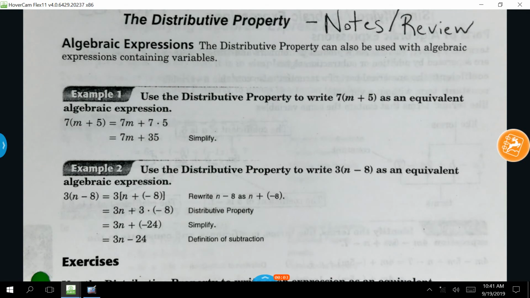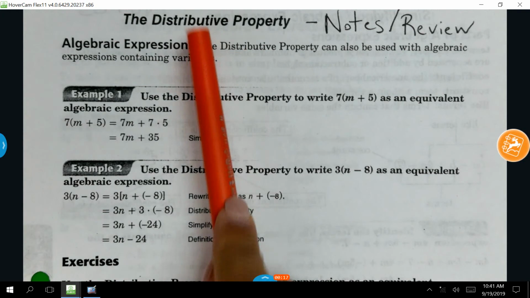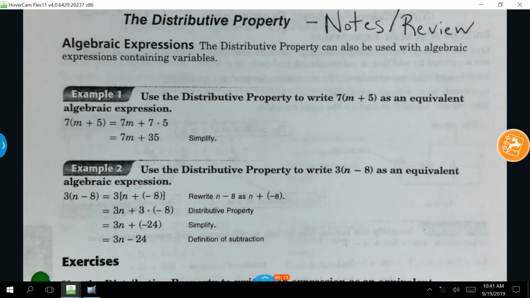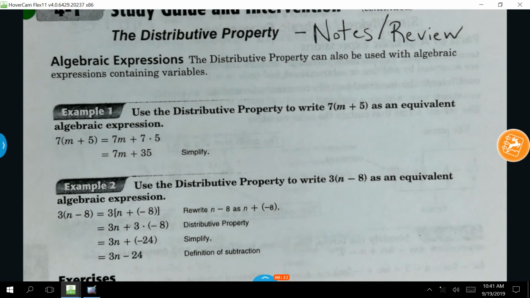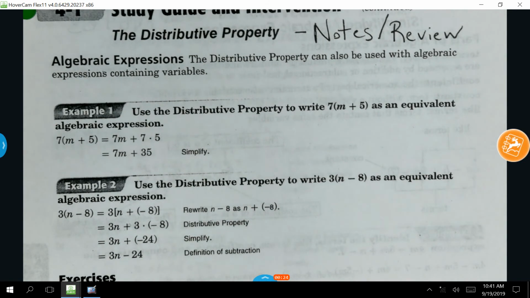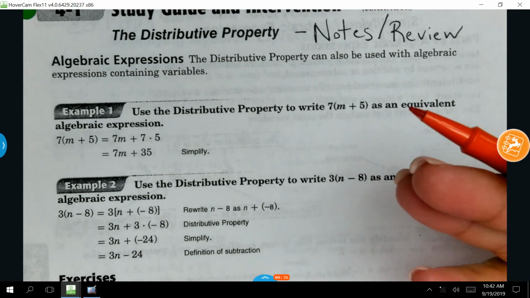Alright, so some of today is a little bit of a review. Do you remember when we learned about our properties a couple weeks ago? Our commutative property, associative property, identity property, and distributive property. So we're just focusing on our distributive property for right now. Do you remember what it means to actually distribute? If you're distributing a number, what does it mean you're doing with that number?